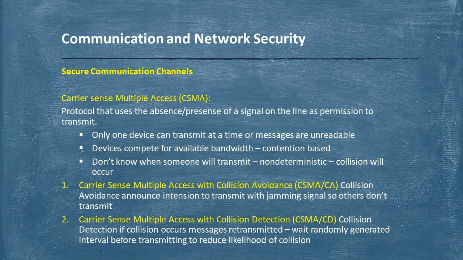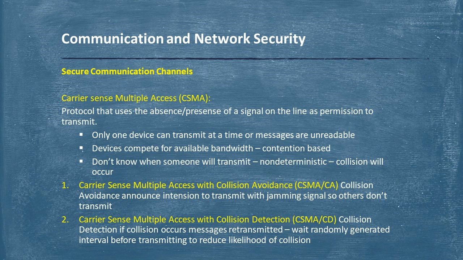CSMA, Carrier Sense Multiple Access protocol, uses the absence and presence of a signal on the line as permission to transmit. Only one device can transmit at a time. Devices compete for available bandwidth. You don't know when someone will transmit. These are all the features of CSMA.